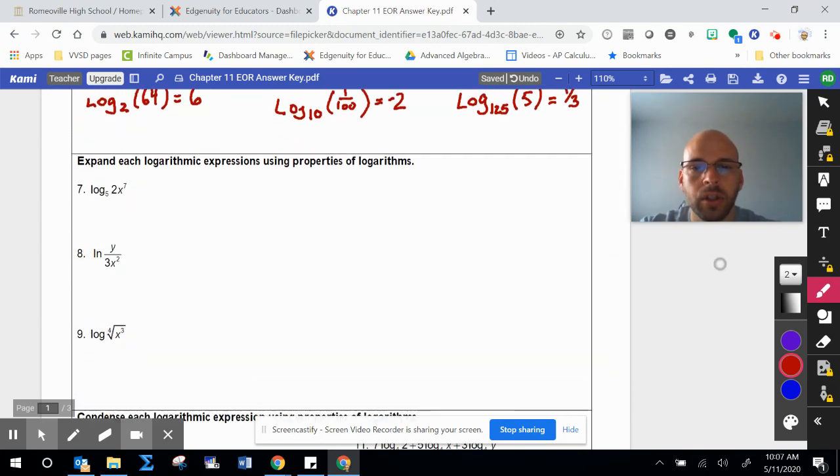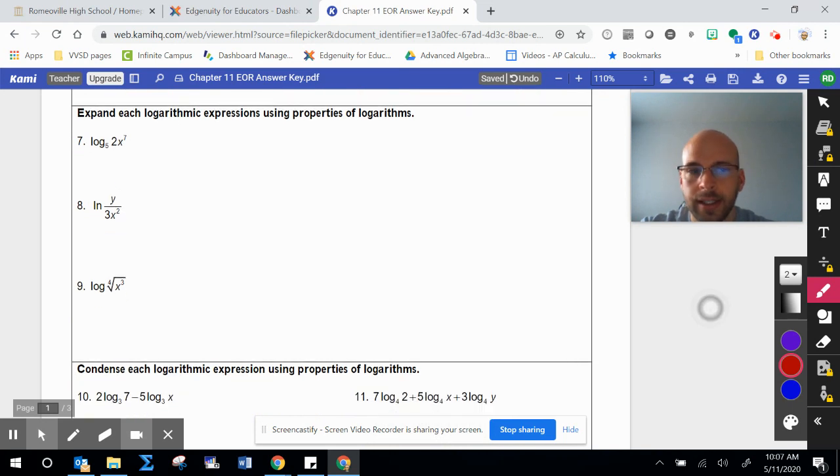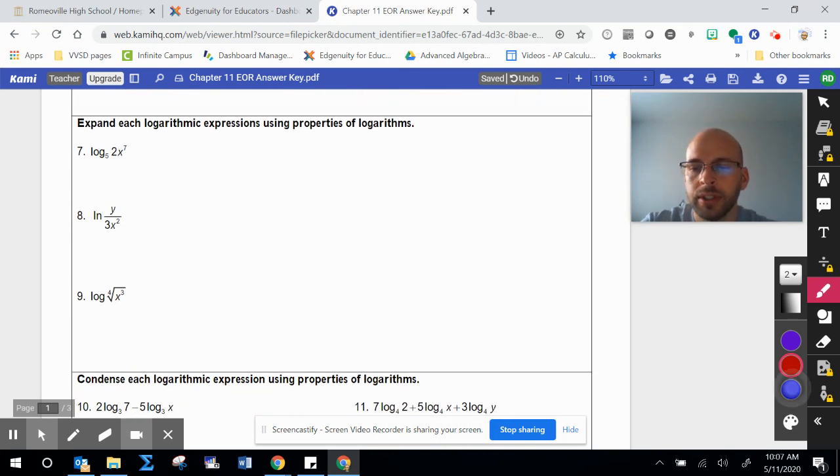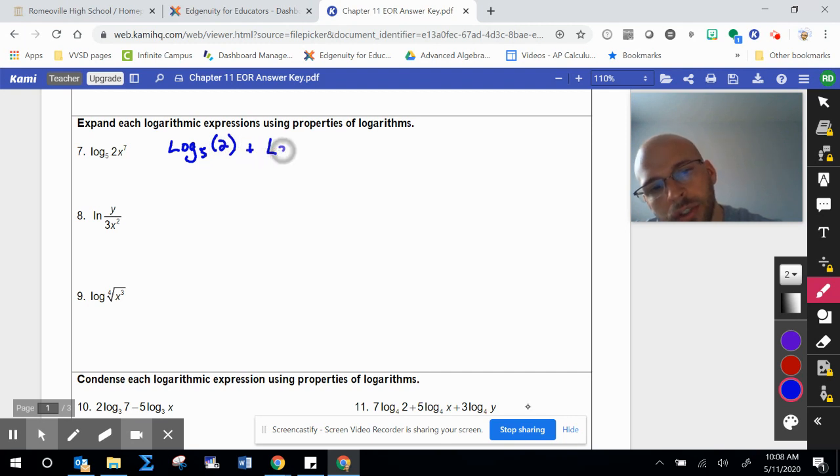The second thing that we learned is how to expand logs and how to condense them. So we had 3 properties that we had to use, and I want to go through these 3 properties again. Anytime you have a log of a product, so 2 and x to the 7th are two different pieces being multiplied together, I'm going to write this as the log base 5 of 2 plus the log base 5 of x to the 7th. So anytime you have a product, we split it up into a sum of 2 logs.